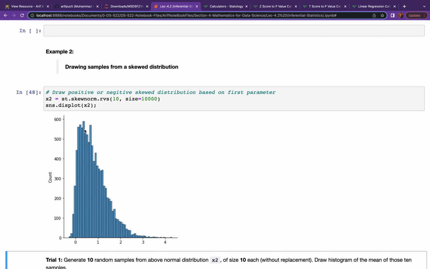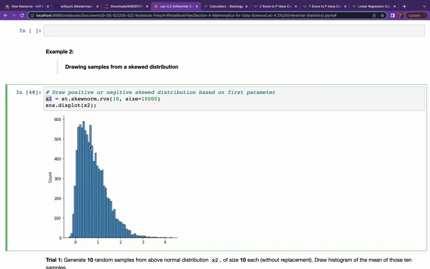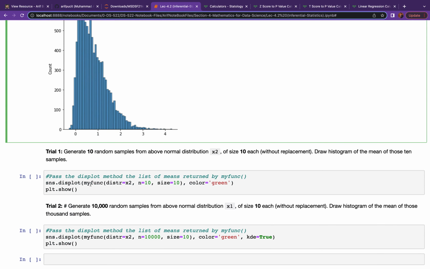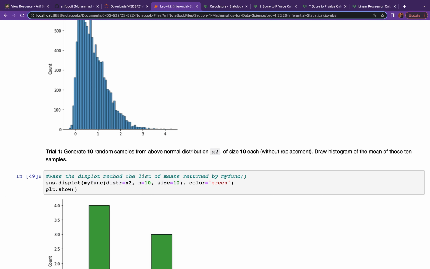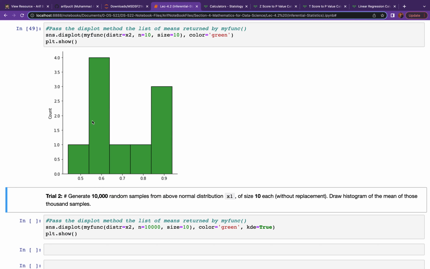This is not normally distributed data. This is a skewed distribution, and I have kept all these values in a variable x2. Let me draw samples of size 10 from this distribution, take the mean of all those samples, populate it and draw it in a histogram fashion. And of course, this is not normally distributed.